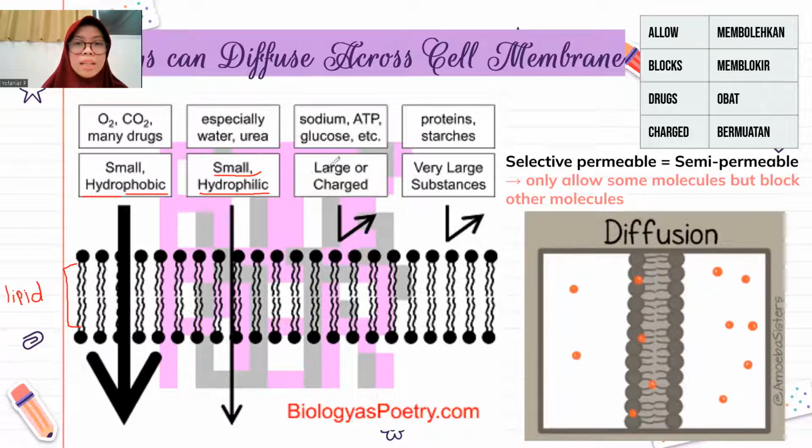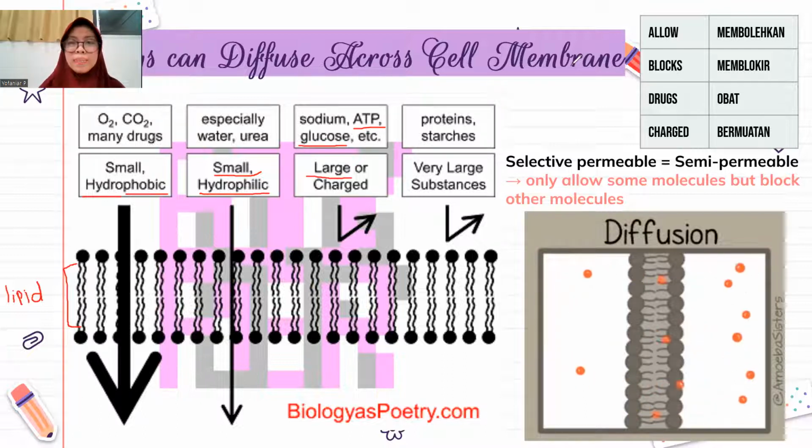Okay. Third, the large and charged. Large, we are talking about the size of the molecule. Because this is too large, they cannot pass through the cell membrane, for example glucose and ATP. You should remember about ATP. This is the molecule that stores energy, and it is produced from the process of respiration.